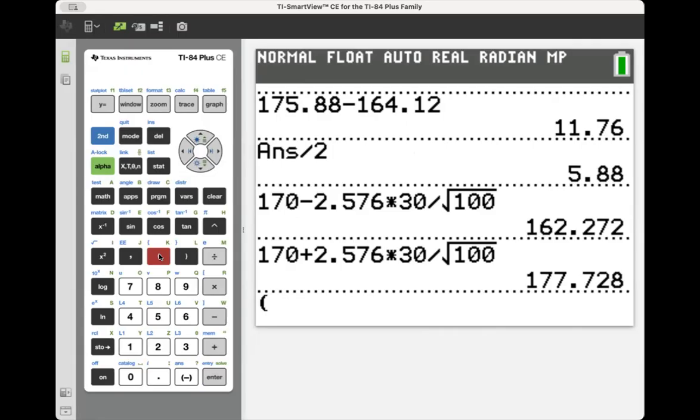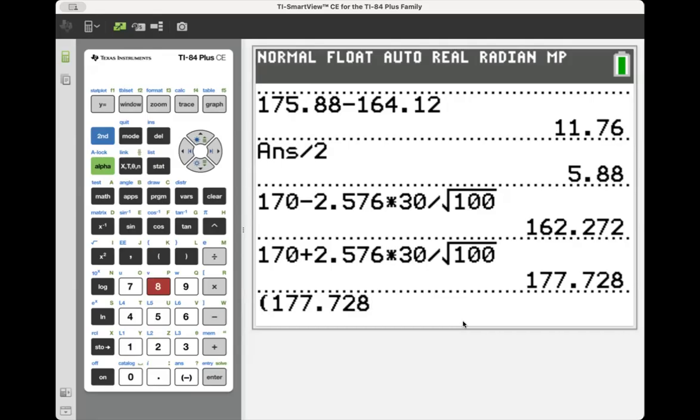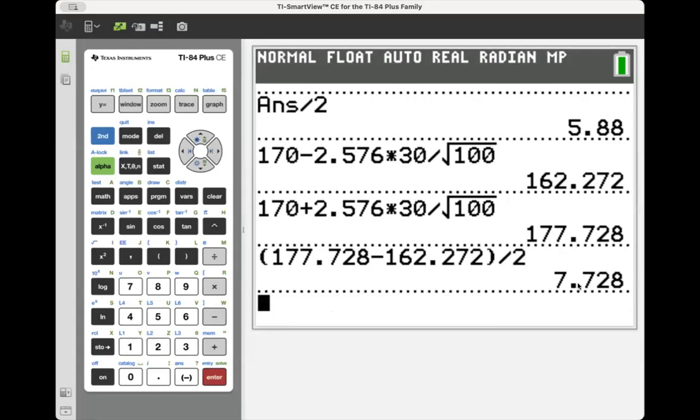Actually, going back to my slideshow, I'm seeing that I don't round, so let's keep it to the 3 decimal places. I'm going to calculate the margin of error with all the digits that we have shown here. 177.728 minus 162.272. This time I'm going to do this margin of error on one line, 7.728. So if I choose to do this in one step, I have to wrap the numerator, wrap the subtraction in parentheses.